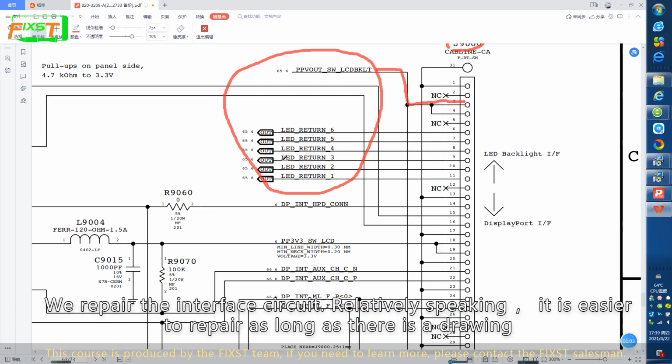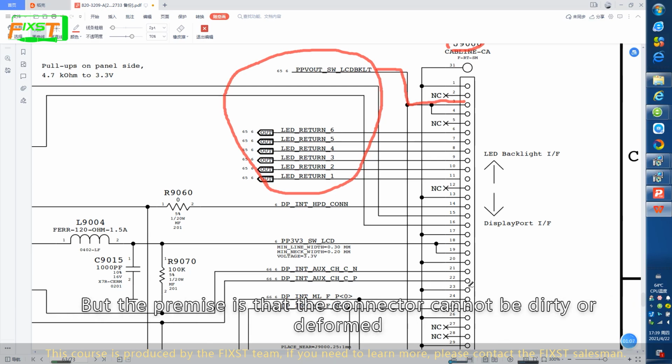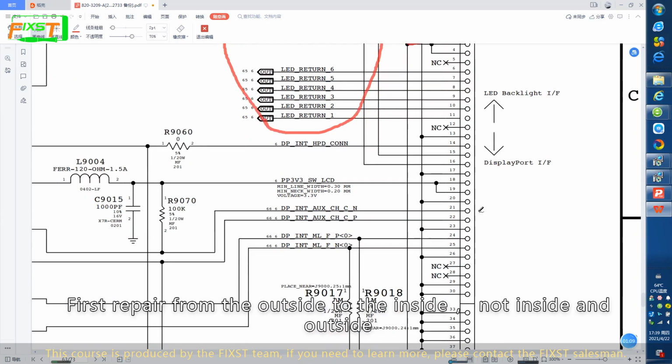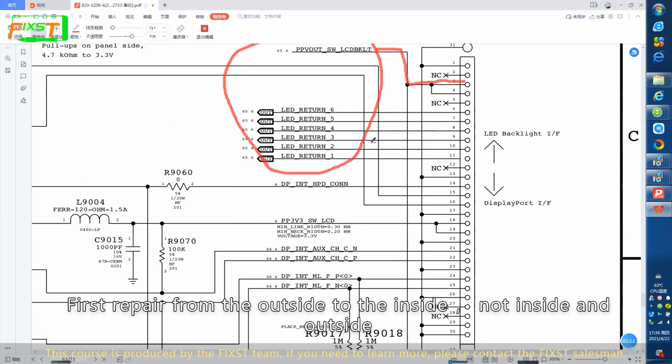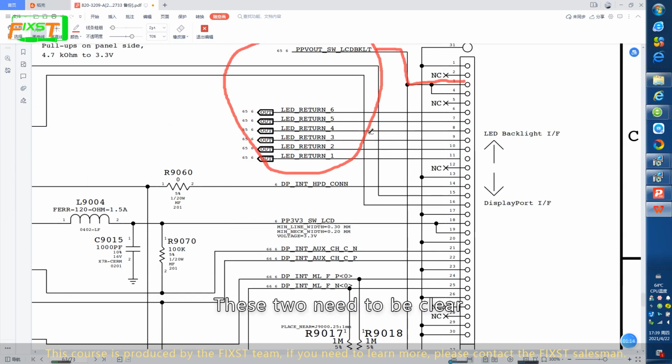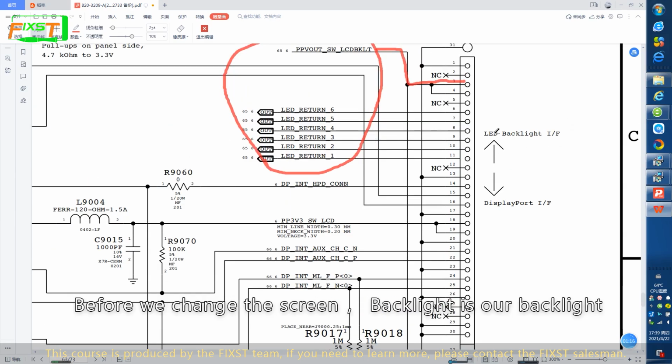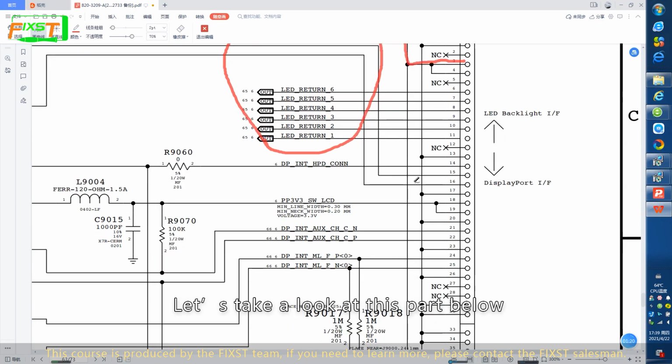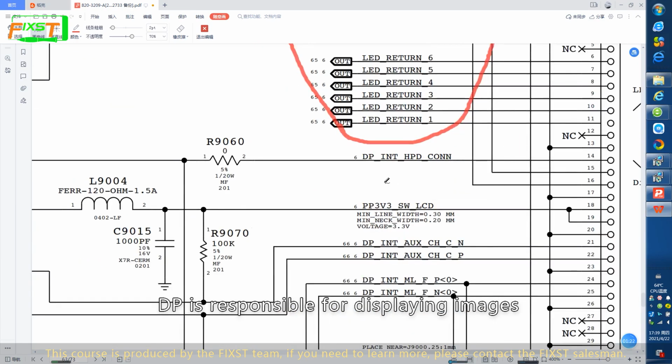Relatively speaking, it is easier to repair as long as there is a drawing, but the premise is that the connector cannot be dirty or deformed. First repair from the outside to the inside, not inside to outside. This also needs to be clear. Before we change the screen, backlight is our backlight. Let's take a look at this part below. DP is responsible for displaying images.